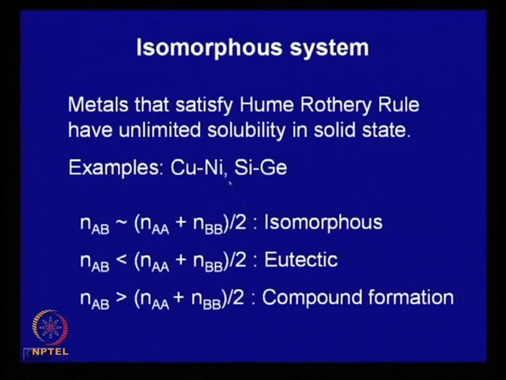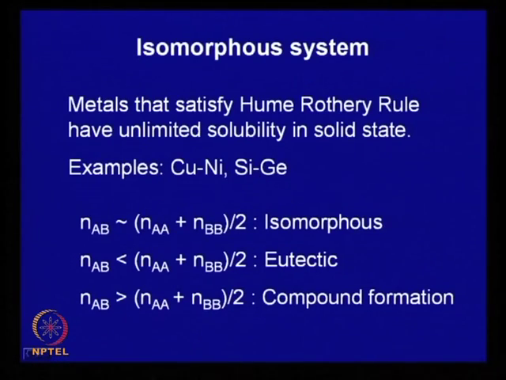We have seen that metals that satisfy the Hume-Rothery rules have unlimited solubility in the solid state, and one of the examples we looked at is the copper nickel alloy. Another example is silicon germanium. Now, what happens if there is deviation from ideality?